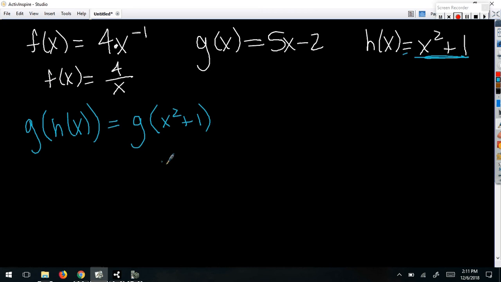All right, so now I'm going to look at G, and I'm going to plug in x squared plus 1 for every x in G. Okay? So, 5. Everybody sees G, right? 5 is not x anymore. What is it? X squared plus 1 minus 2. Everybody see where that comes from? I didn't use that function for this one. I just used the G and the H. We will in just a minute.